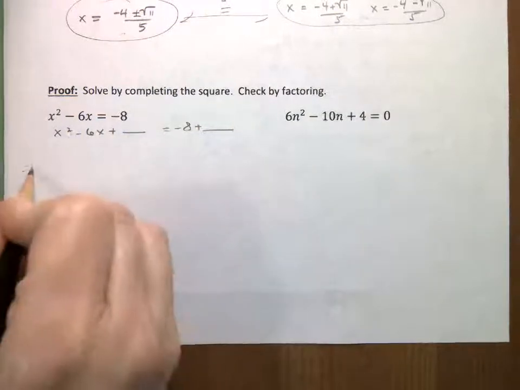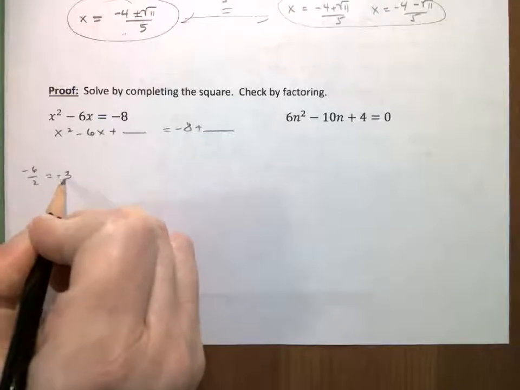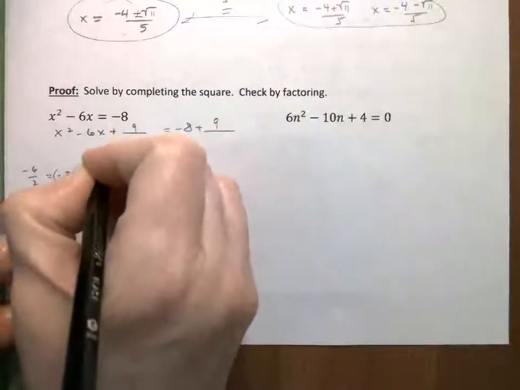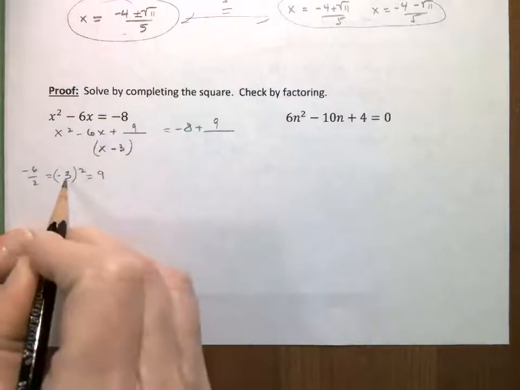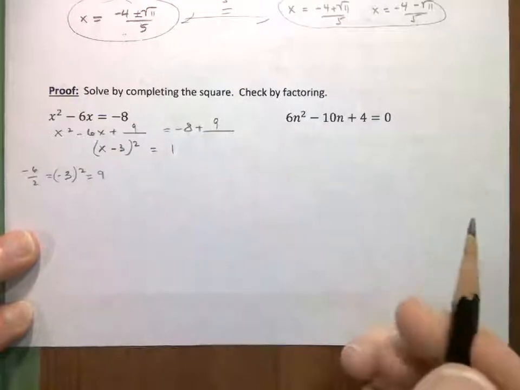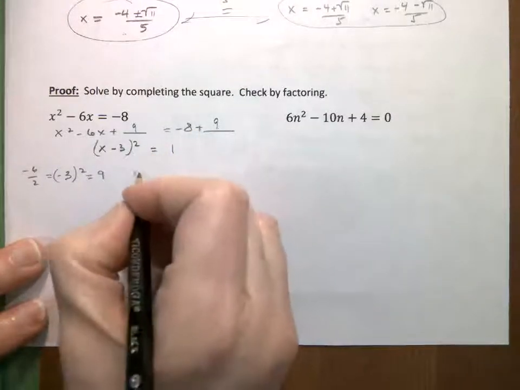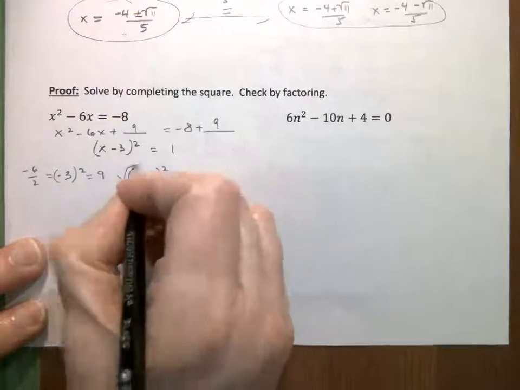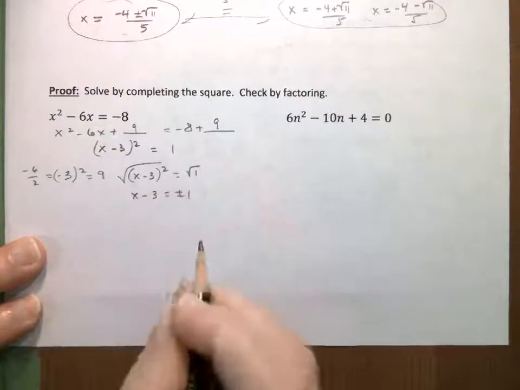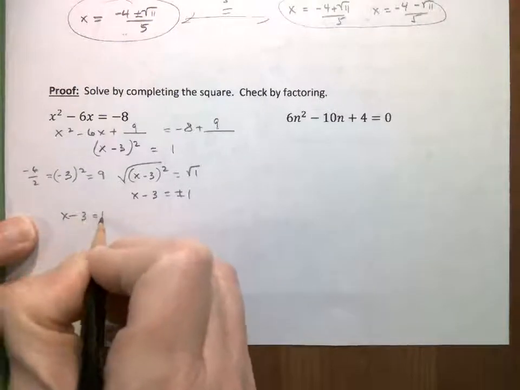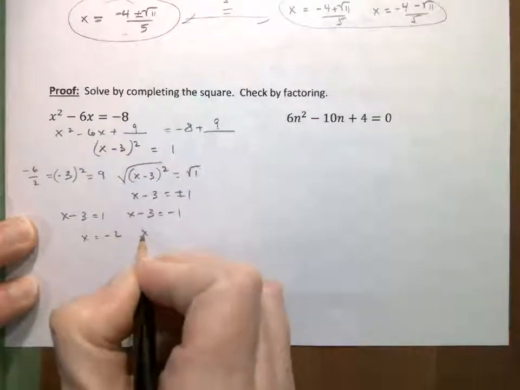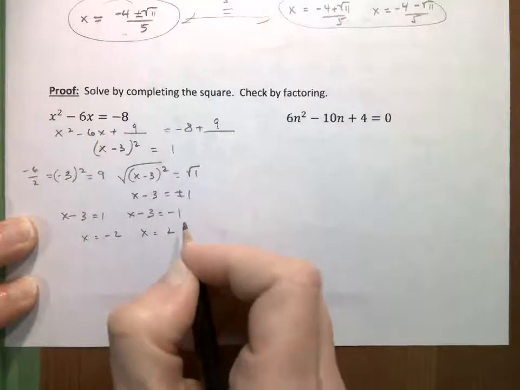So if I take negative 6 and I divide it in half, I get negative 3. And negative 3 squared is equal to 9. So I'm going to add 9 to both sides. So this becomes x minus 3, because I had a minus 3 before I squared it, equal to 1, because negative 8 plus 9 is 1. So when I take the square root of both sides, I get x minus 3 equals plus or minus 1. So x minus 3 equals 1, and x minus 3 equals negative 1. So x is equal to negative 2, and x is equal to positive 2.